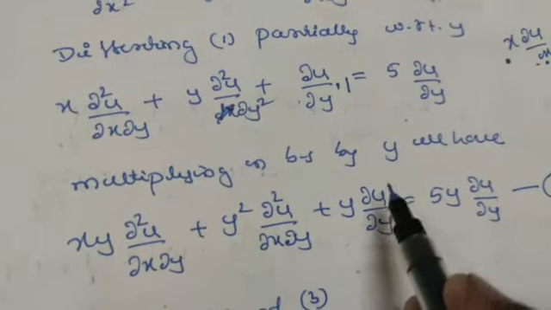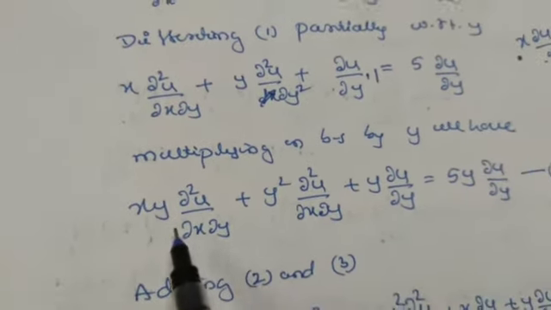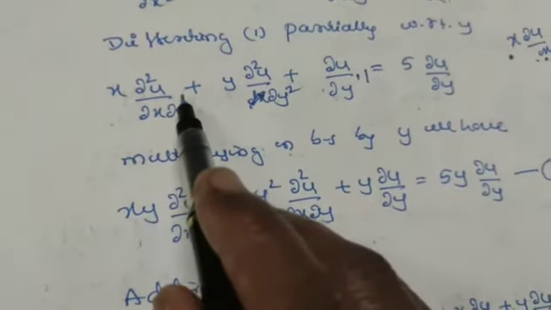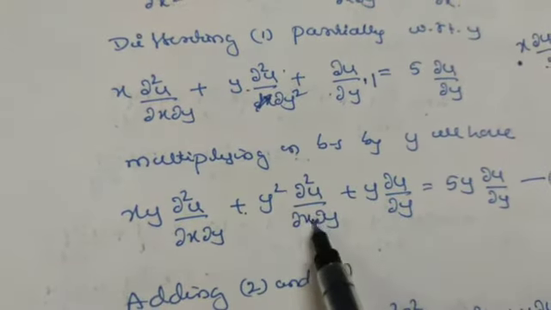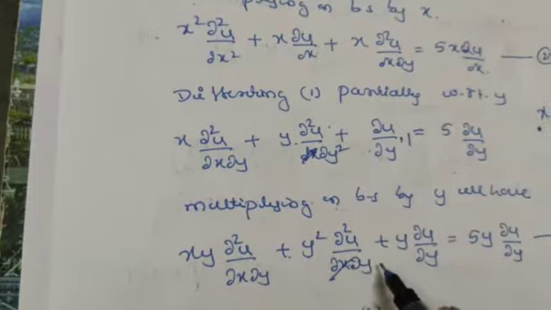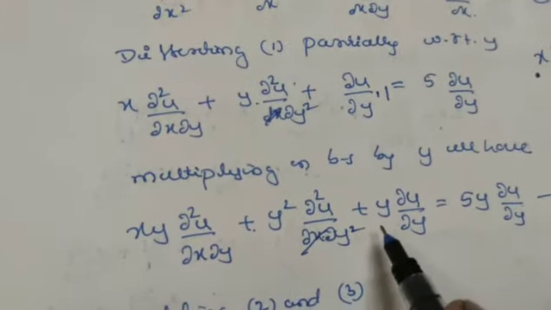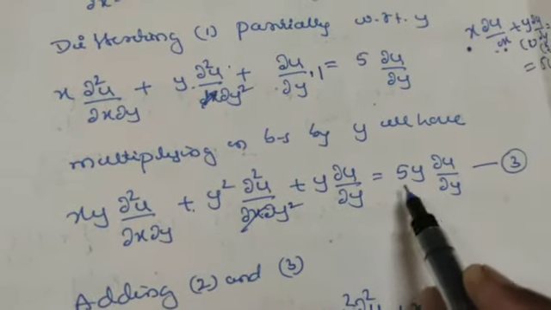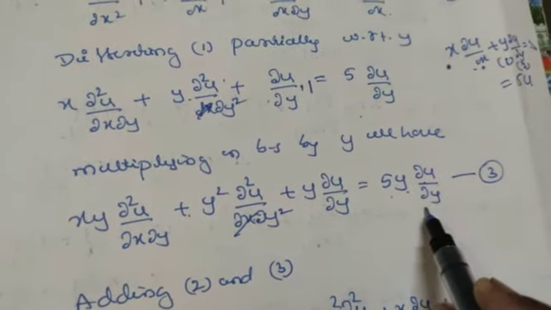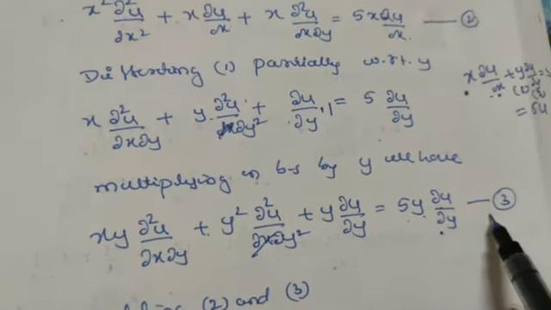Multiplying on both sides with y, we have here xy ∂²u/∂x∂y as it is, plus y² ∂²u/∂y² as it is. This one is not xy, it is y². Then plus y into ∂u/∂y is equal to 5y ∂u/∂y. Take this one as equation number 3.